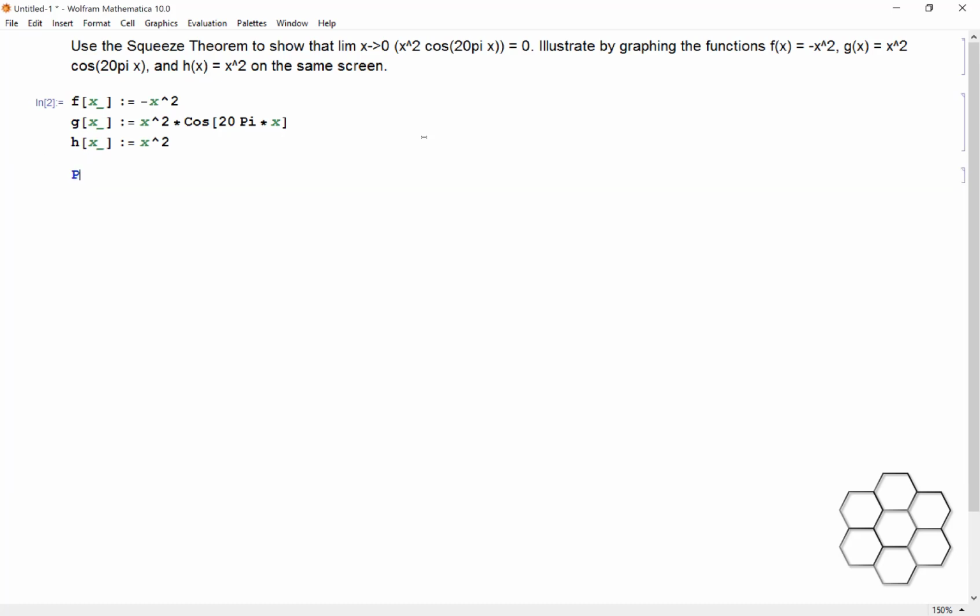Now I'm going to plot them together. This is really just an exercise on how to plot multiple functions together. The way you do that is you make your Plot function, and then you open up a list inside, and I'm going to list out the three functions that I want to plot. Just like that. So I have f of x, g of x, h of x, and we need x to go around 0. Let's get pretty close. How about negative 1 to 1? Hopefully this works. Let's see what happens.